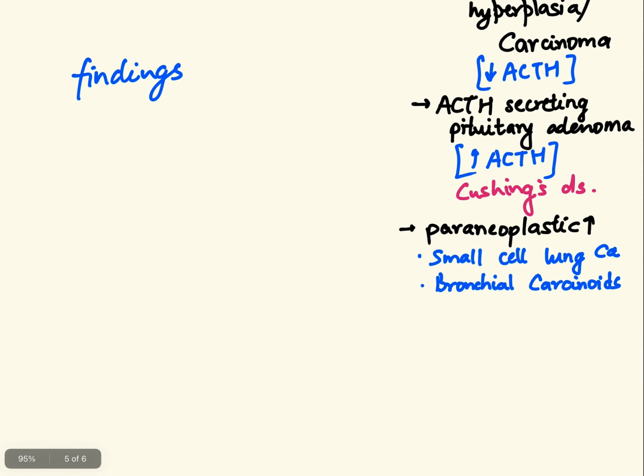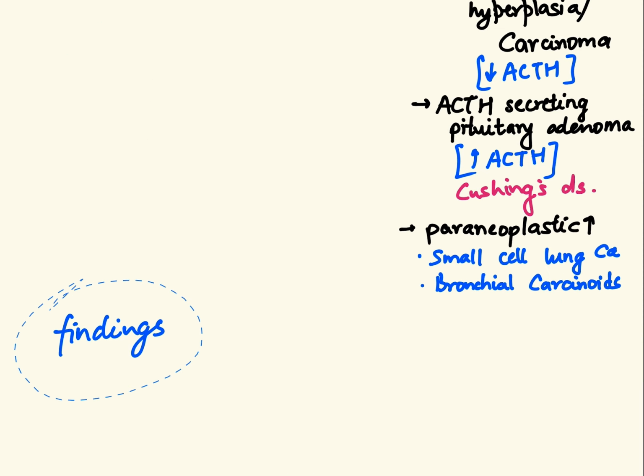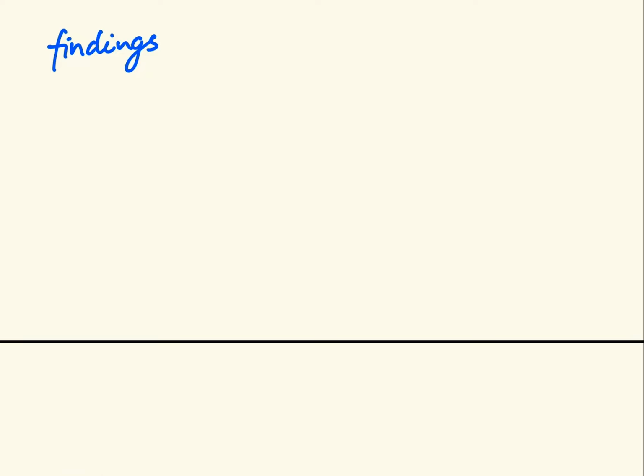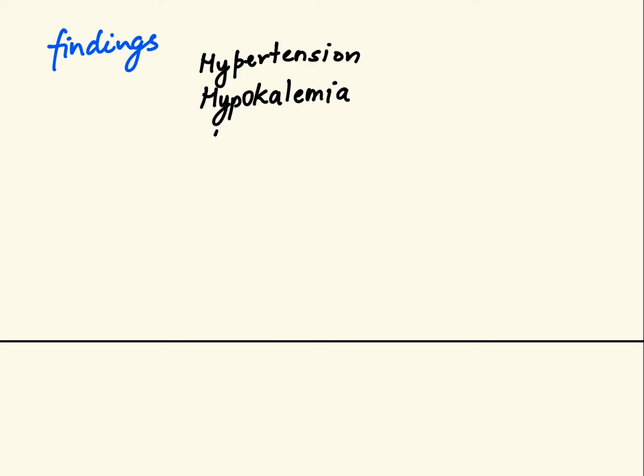Now we'll study about the findings which we find in the Cushing syndrome. So we have to understand कि cortisol करता क्या. The main things that cortisol does is hypertension because alpha 1 receptors पे काम करता है. We have studied about that in the cortisol video. Hypertension, hypokalemia and acidosis, alkalosis.